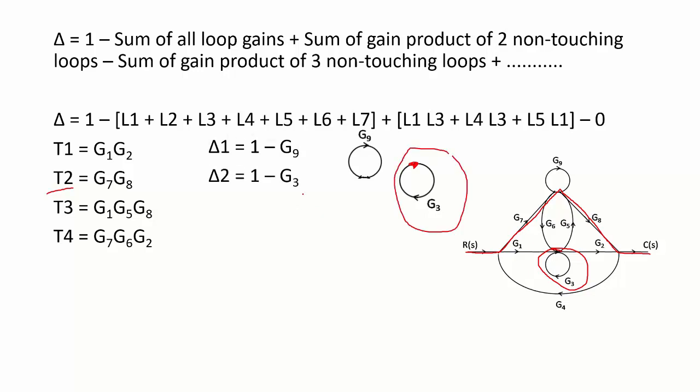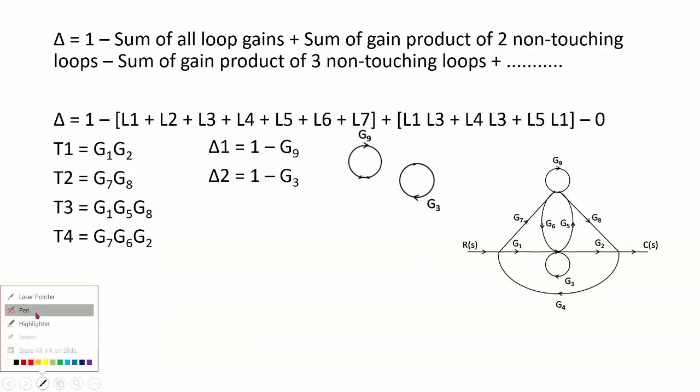Now if we talk about the forward path T3, so again if you try to identify the value of T3, what is T3? It's G1, G5, G8. So G1 starting from this point, G1, G5, G8. If I highlight this, this is the forward path T3.